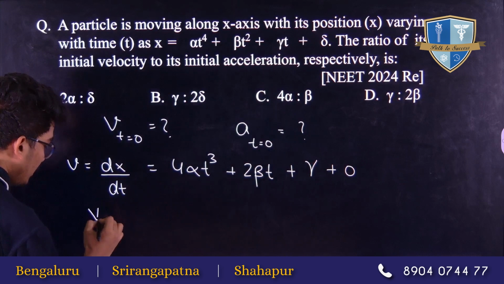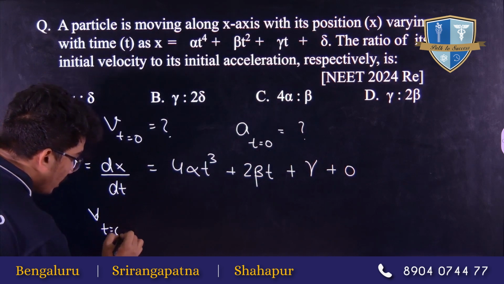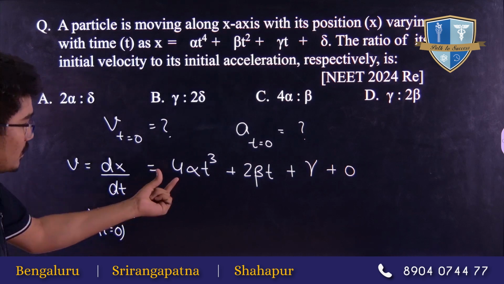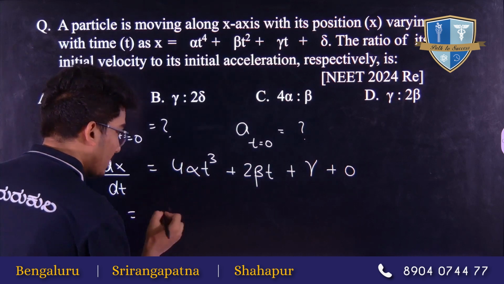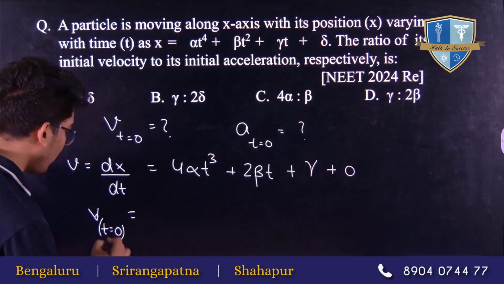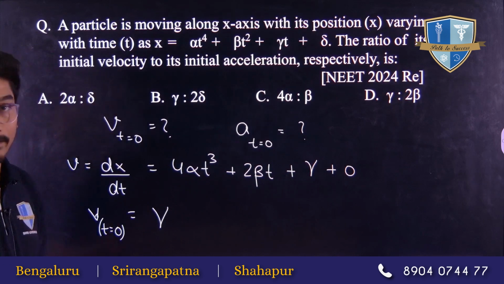So velocity at t is equal to 0. Let's put t is equal to 0 here. If t is equal to 0, this term will become 0 and this term will become 0. The only term we are left with is gamma. So velocity at t is equal to 0 is gamma.